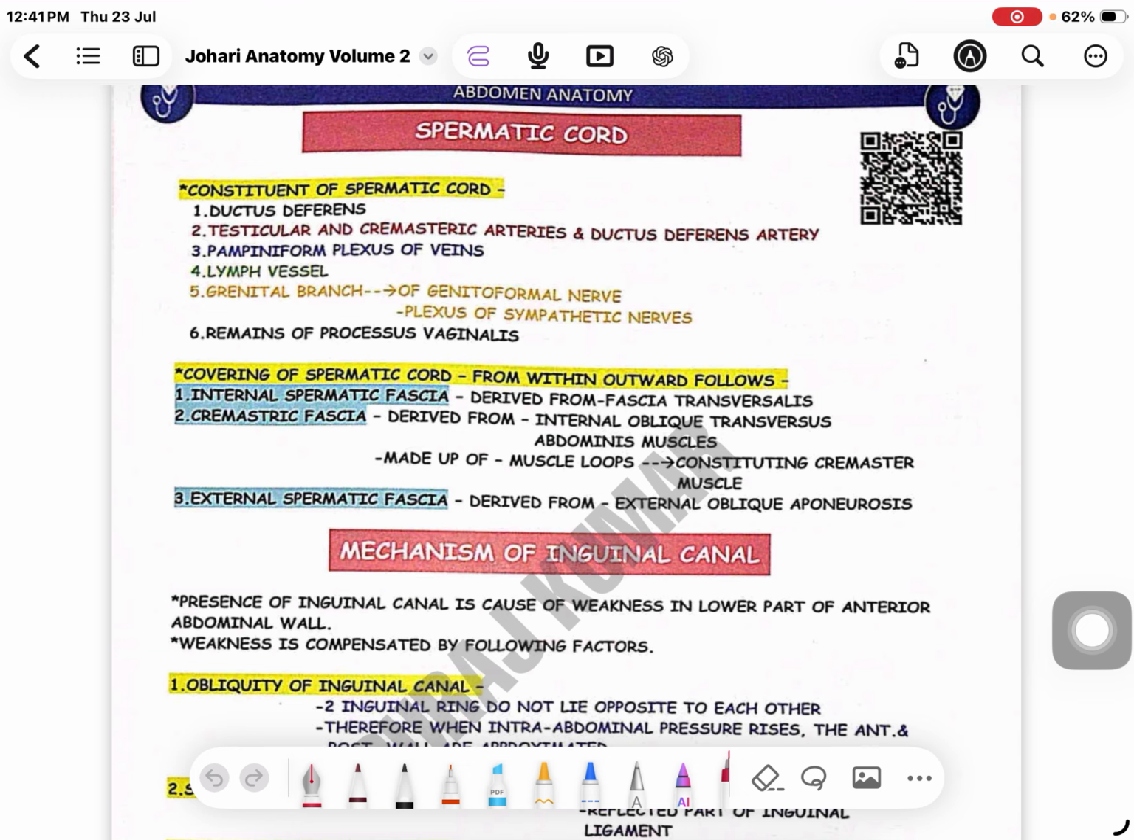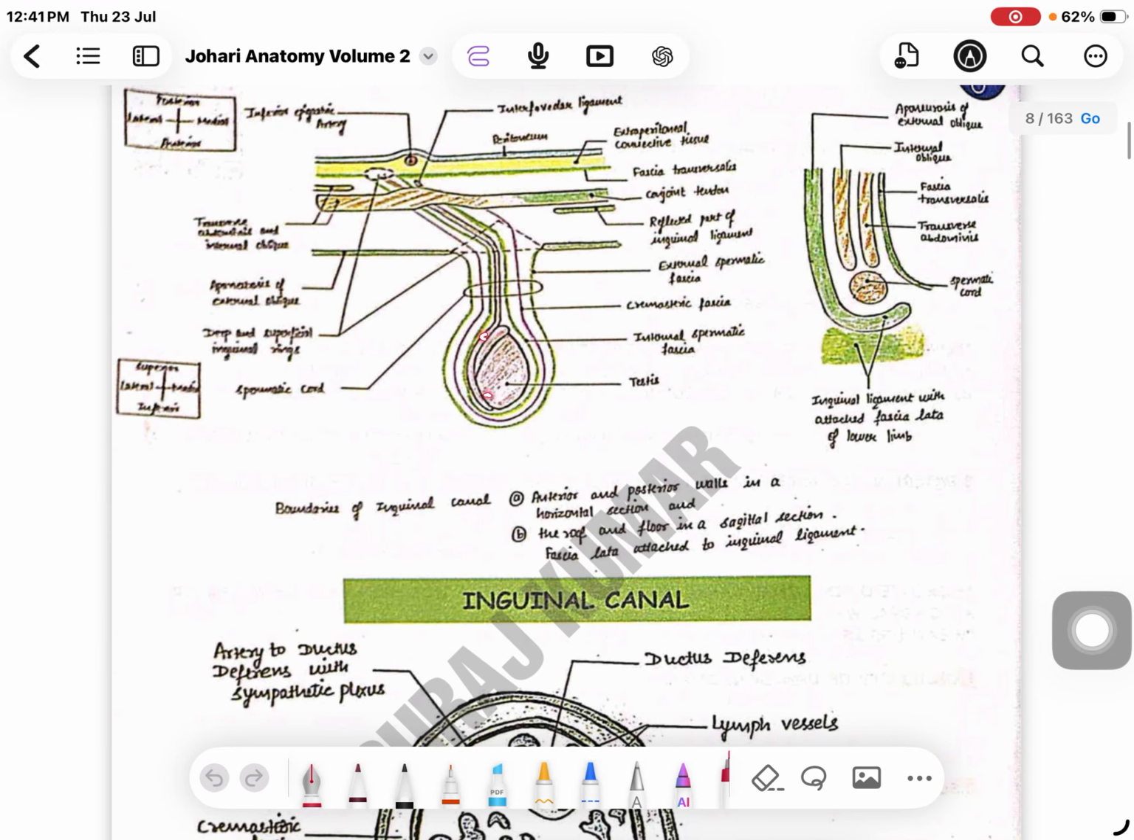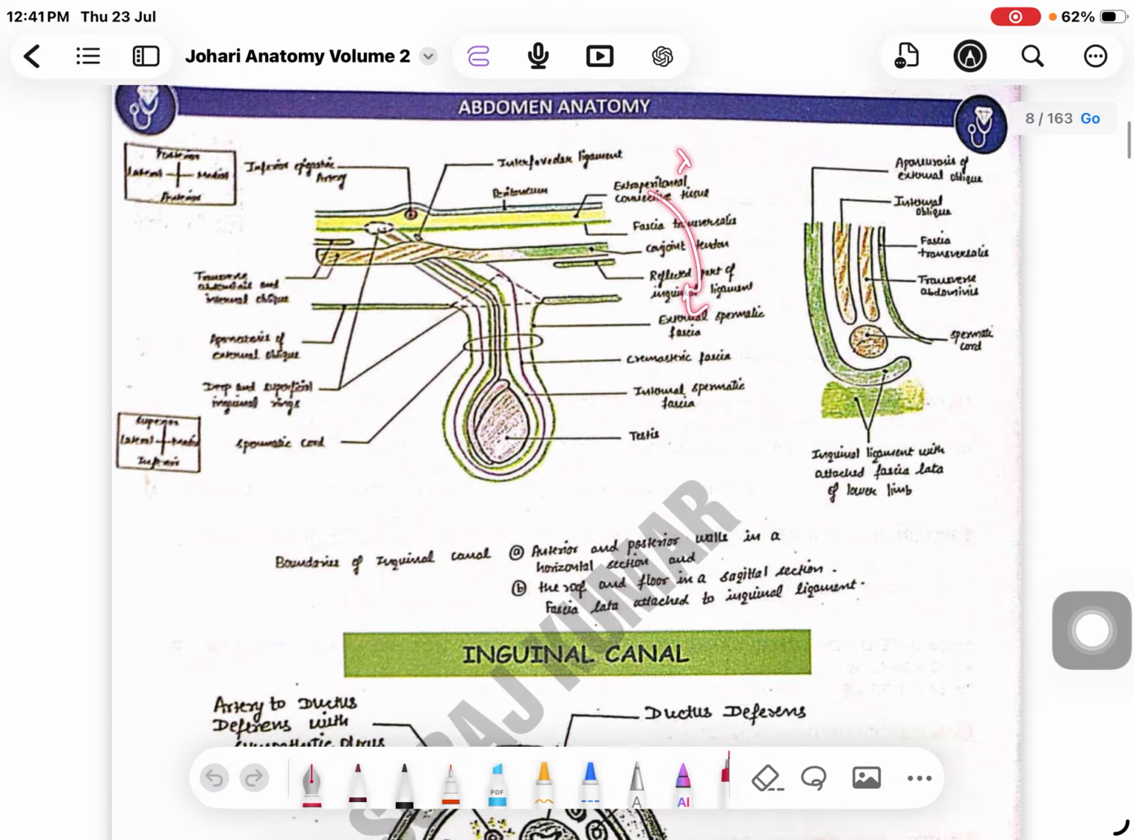Remember all these things, especially the ductus deferens, because we know the vas deferens runs in the spermatic cord. As in the diagram, the vas deferens runs in the spermatic cord and goes through the inguinal canal. It has this type of course, and then it finally drains into the urethra, and through the urethra it comes out. So this is the thing.